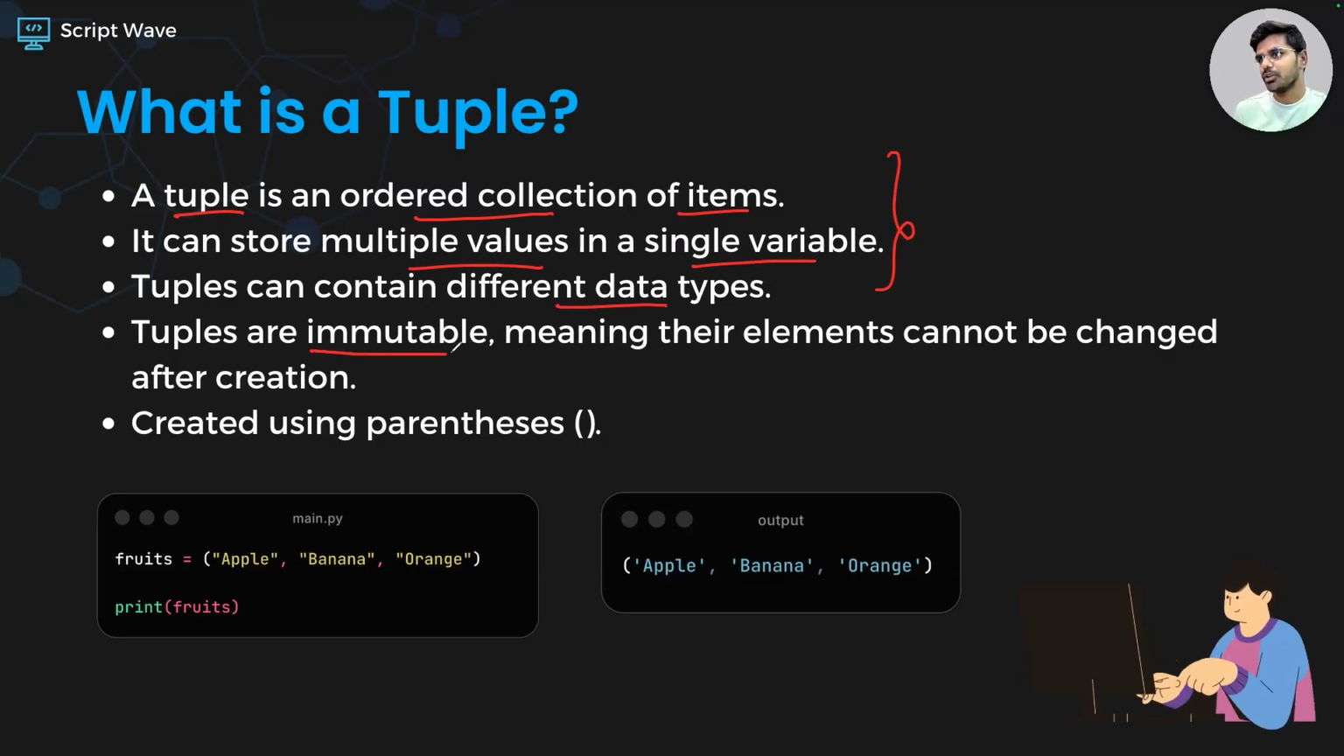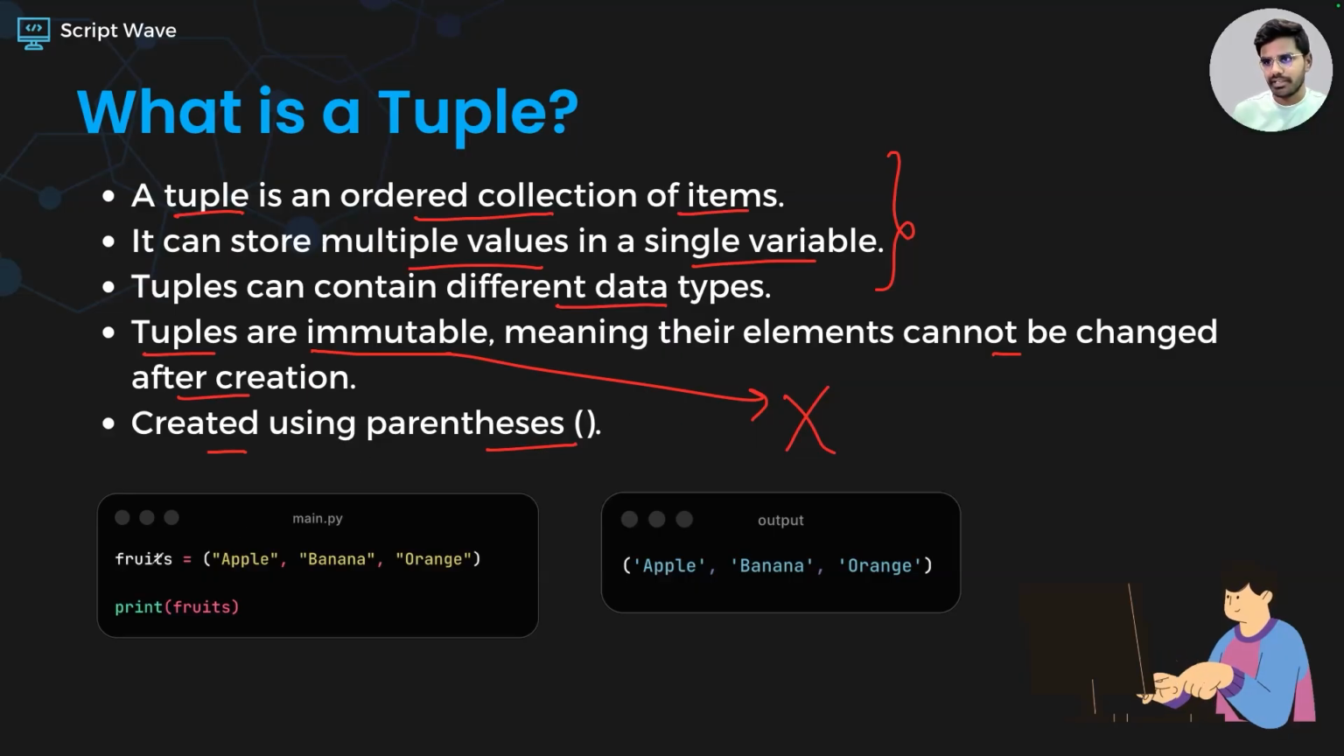Tuples are immutable. If you remember, the list was mutable, whereas tuple is immutable. This means their elements cannot be changed after creation. Once we create a tuple, we cannot alter or change any elements inside it. This implies we don't have any operations like append, extend, remove, pop, etc. Tuples are created using parentheses.